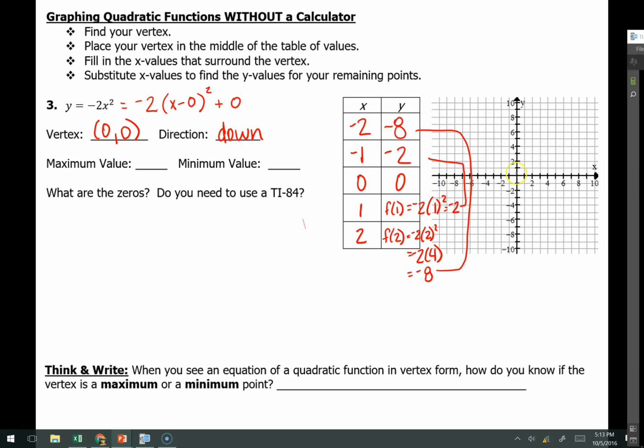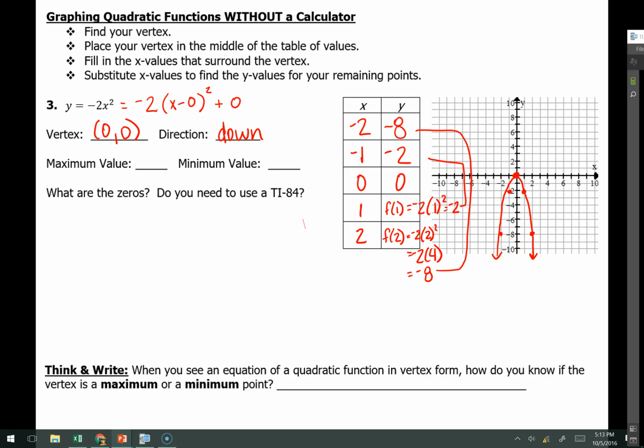Let's graph. 0, 0 is going to be my center, my vertex. 1 goes down to -2. 2 goes all the way down to -8. -1 goes down to -2. And -2 goes all the way down to -8. So that gives me a graph that looks like this. Okay, notice that it does indeed open down because of that a value.